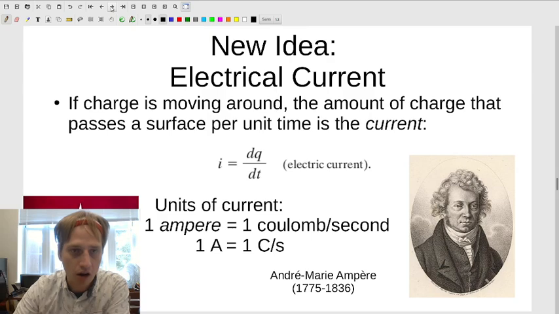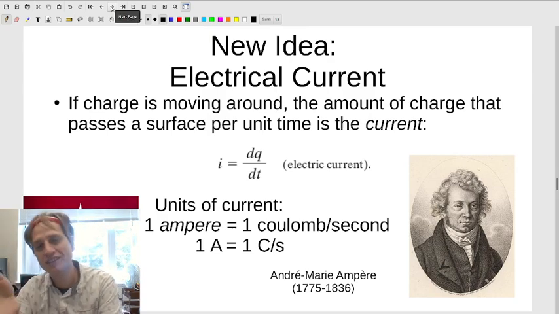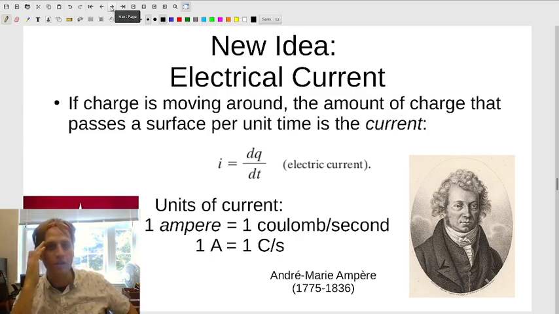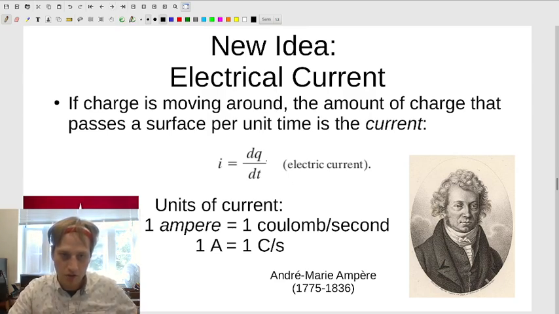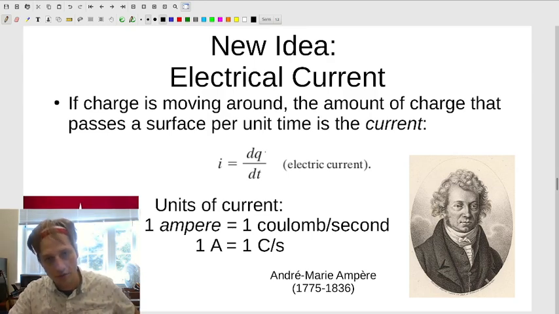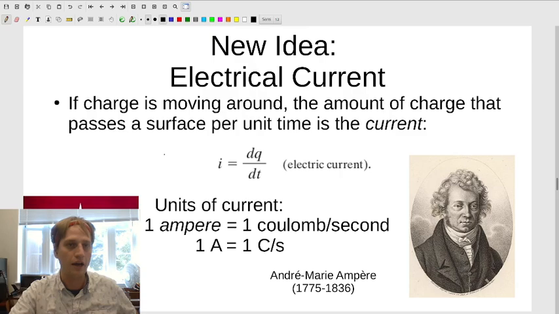Okay, so that's hard. Now let's hopefully do an easier part of our lesson. The idea of electrical current is not too terrible. If a charge is moving around, the amount of charge that passes the surface per unit time is current. Since our units on charge are coulombs and on time are seconds, our unit of current is the ampere, after this dead scientist, which is coulombs over seconds. So 1 ampere is 1 coulomb per second. It tells you how much charge is passing by a surface per unit time.